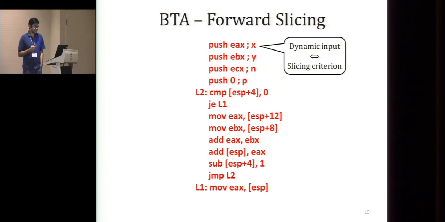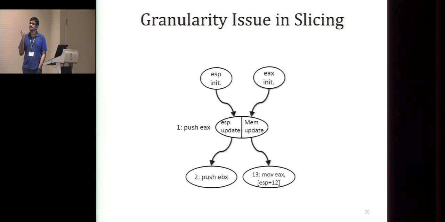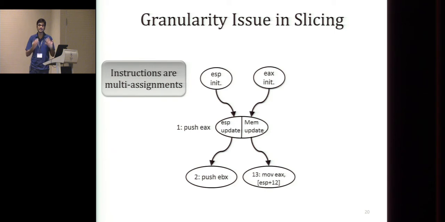That doesn't seem right. Let's zoom into the problem. So the problem arises at the very first instruction, which is push EAX. Machine code instructions are multi-assignments. They have several inputs and several outputs. For example, the push instruction has two independent updates, one to the stack pointer and one to a memory location. This aspect of the language introduces a granularity issue during slicing. That is, although we would like the slice to only include a subportion of an instruction semantics, it is forced to include the entire instruction. So in this case, the ESP update and its successor, which are completely irrelevant to our slicing criterion, get included in the slice. Now, this effect can cascade. Irrelevant instructions can cause even more irrelevant instructions to be added to the slice, and the resulting slice can be extremely imprecise.